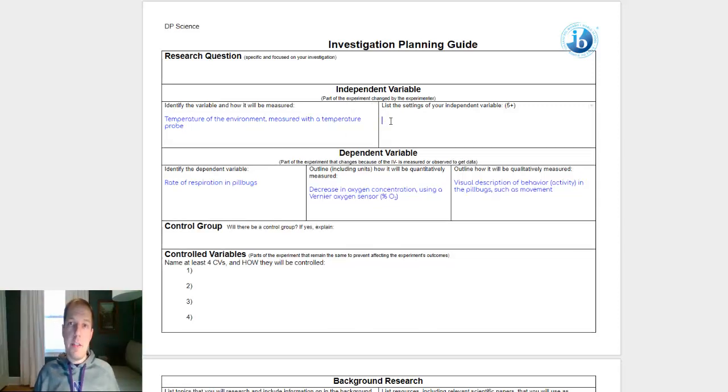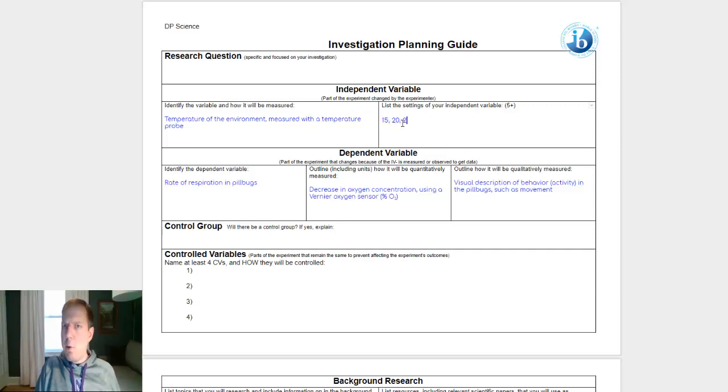In this right part, I need to list the settings of my independent variable. The settings are going to be the specific variations of my independent variable that I want to test. So in this case, the number of different temperatures that I'm going to select. I should have 5 or more because that's the amount that's necessary to get a sufficient range of data and thus make a conclusion about the effect of temperature on respiration.